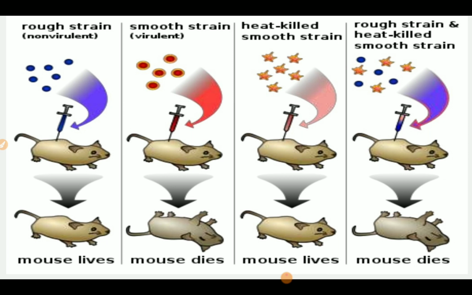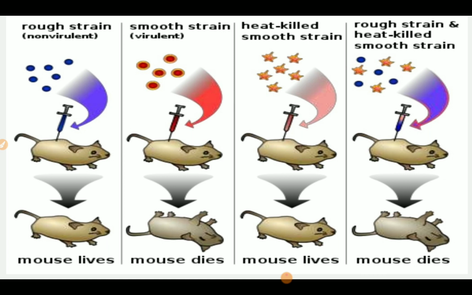Now the bacteria has two strains. One is virulent S type. Now why is it called S type? Because when it is grown on a suitable culture medium, they form smooth and shiny colonies. That is why in short it is called S type. And the second one forms non-virulent rough colonies, hence it is called R type.